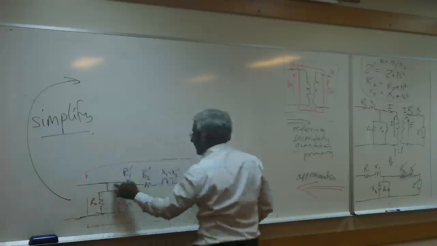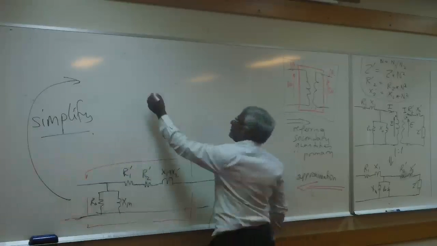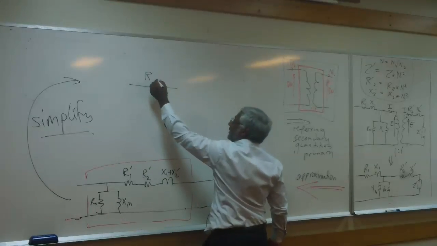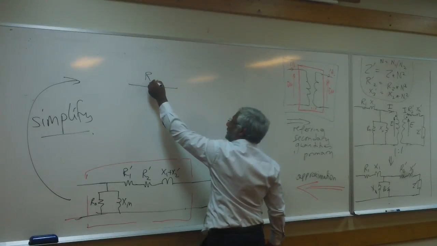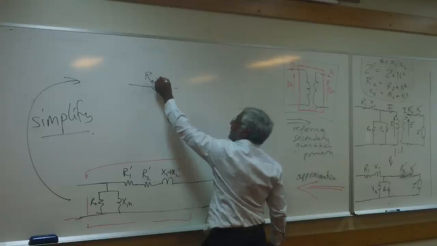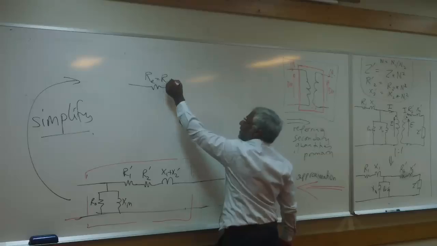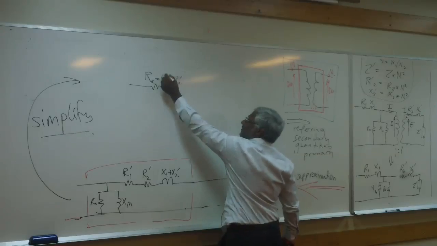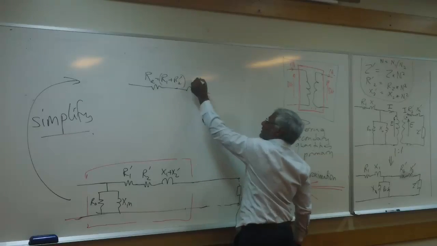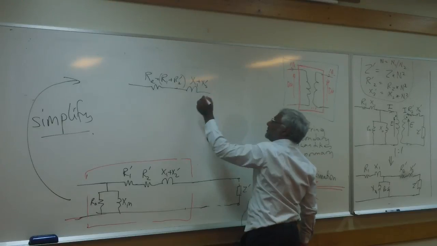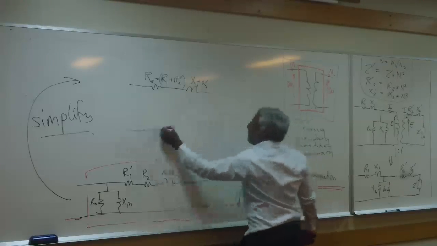And when you do, you neglect the parallel branch. And when you do that, I'll just call this R, I'll call it RE, and this is R1 plus R2 prime. And this is X1 plus X2 prime.